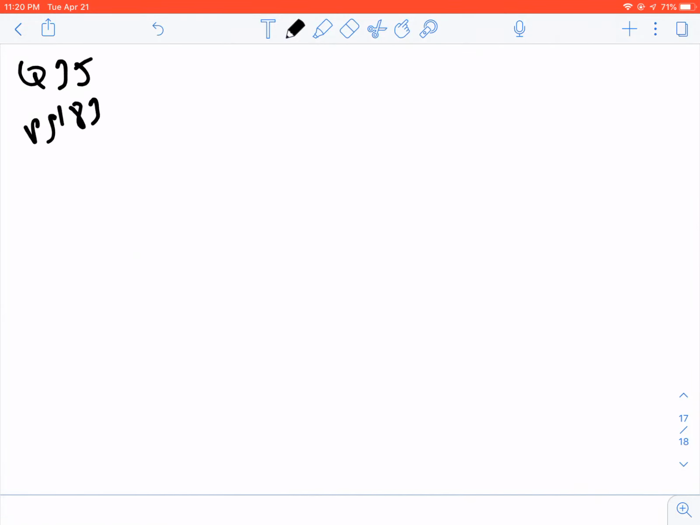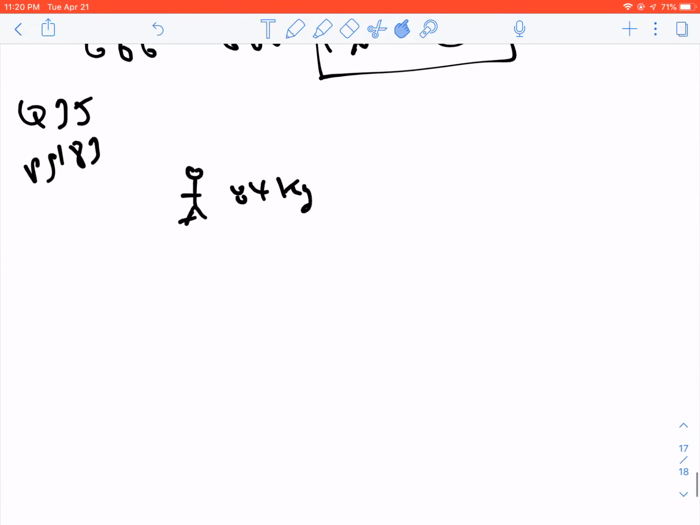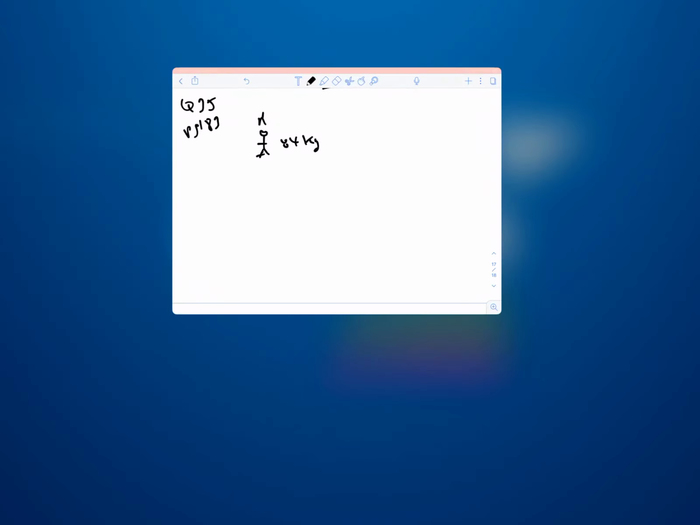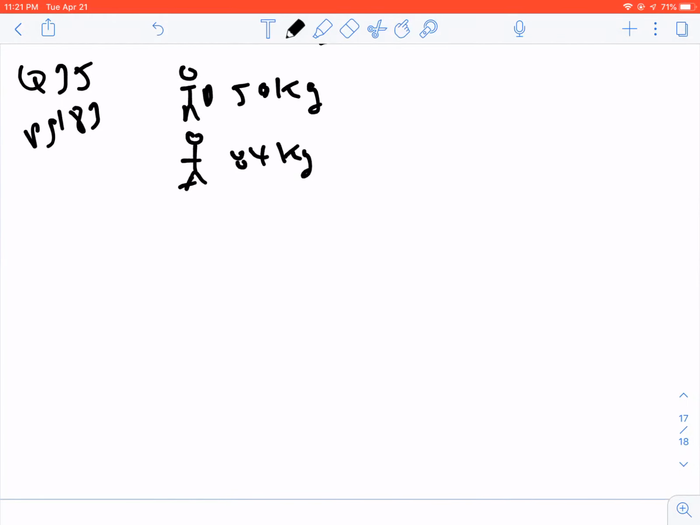Okay, again, as usual, silly question. I've got a person A standing here, and person A has a mass of 84 kilograms. Now, for some strange reason, it's saying that there's a person B standing on the head of person A, and person B here has a mass of 50 kilograms. So this person is A, this person is B.